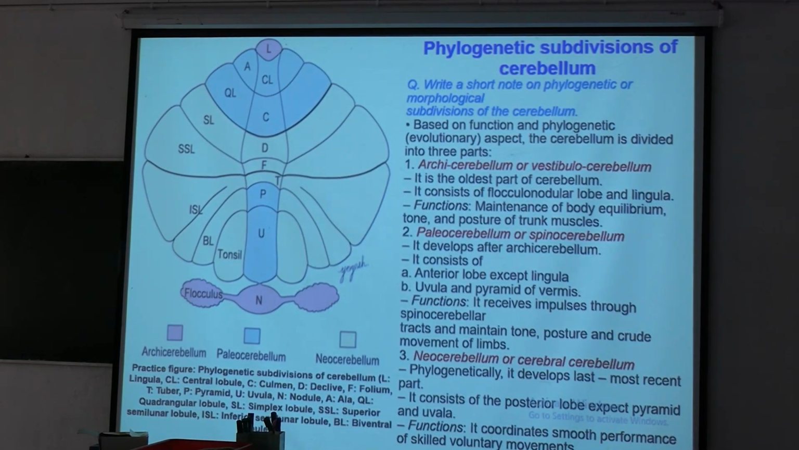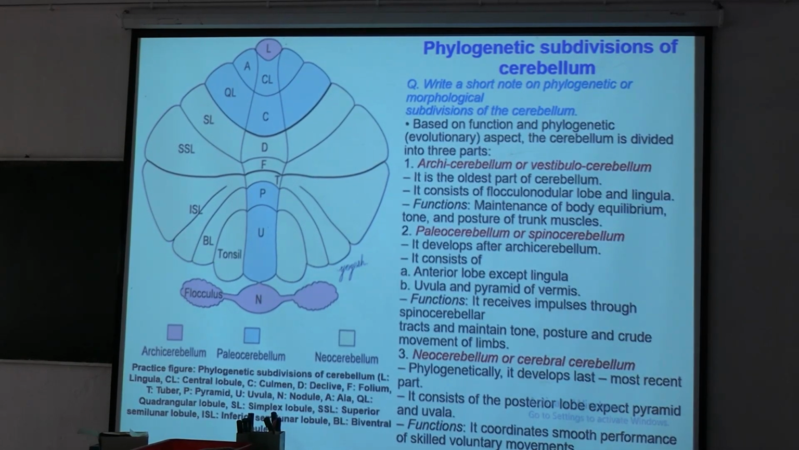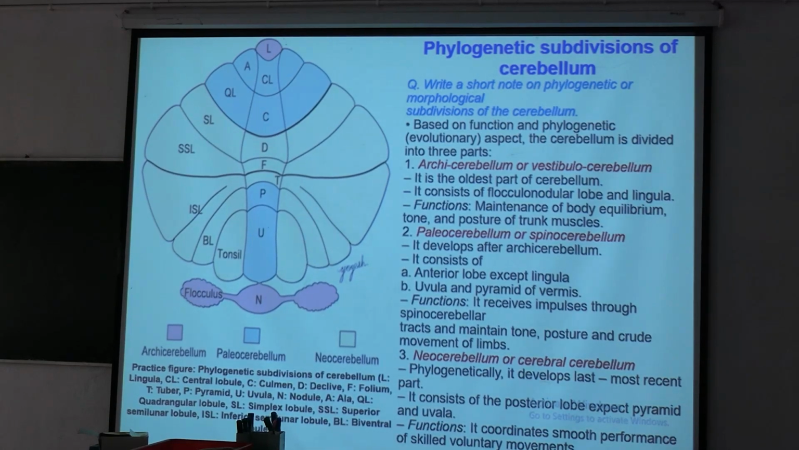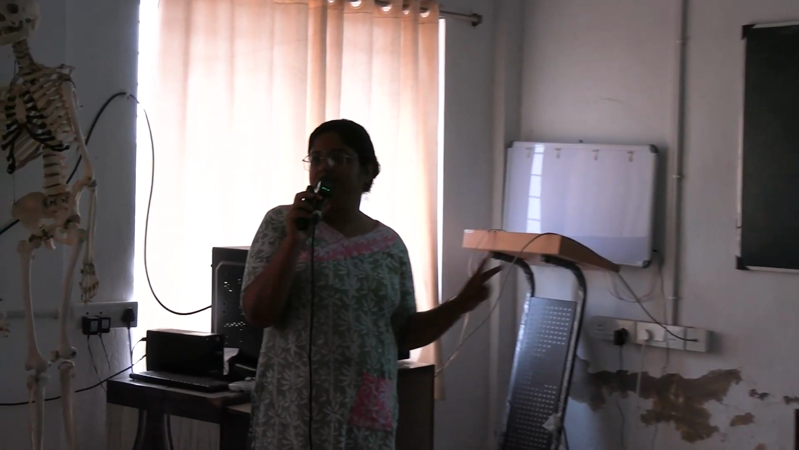Next, phylogenetic subdivisions of the cerebellum. Important for your theory. Okay, a theory question comes: internal structures of the cerebellum. Histology of the cerebellum is not covered. Histology is a very important question for theory, and also this phylogenetic division and the lobes of the cerebellum. All this comes, and internal structure and internal circuit.